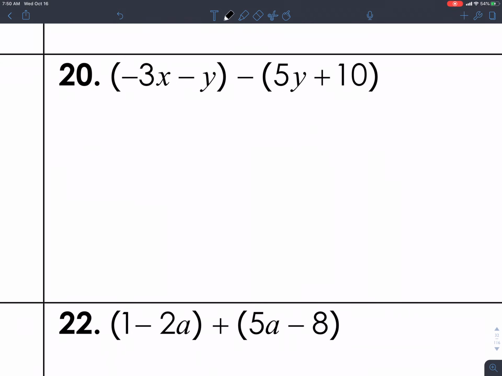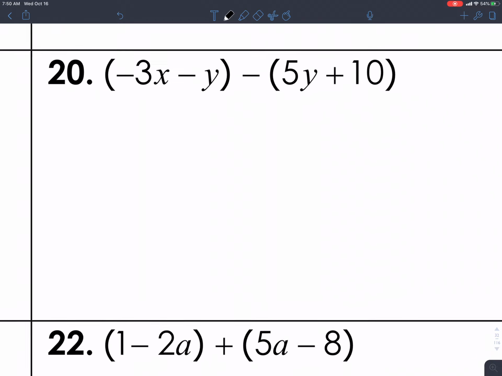20. So the last one I'm going to do, and then I want you guys to try the odds on the bottom. And actually, I want you to do all the odds on this on your own.